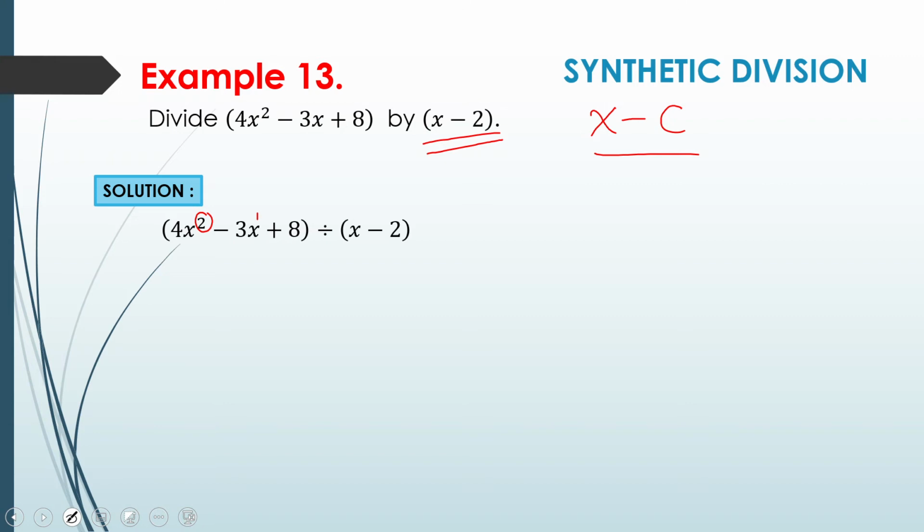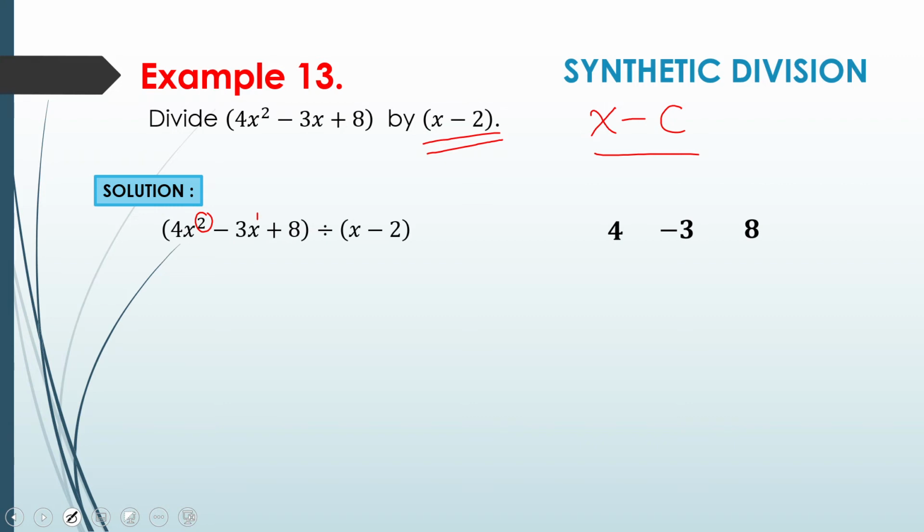So you just only look at the coefficients of each variable. So 4x squared, the coefficient is 4. In minus 3x, the coefficient is minus 3. And 8, the coefficient is 8. Now, you have to only carry the coefficients. After that, so what will be the value?